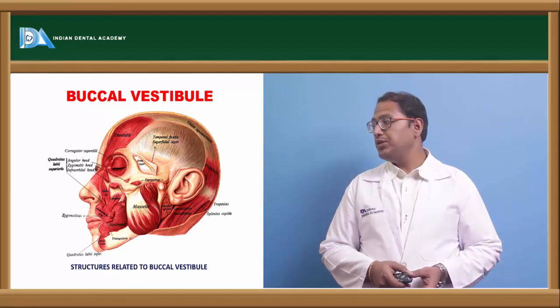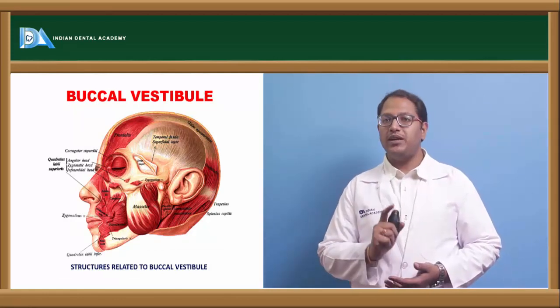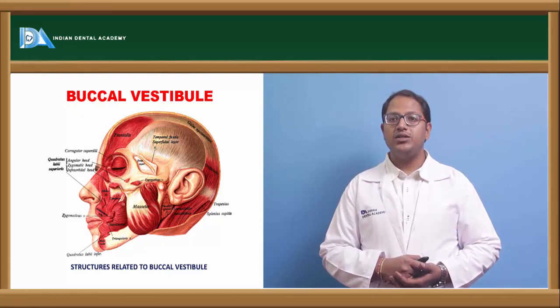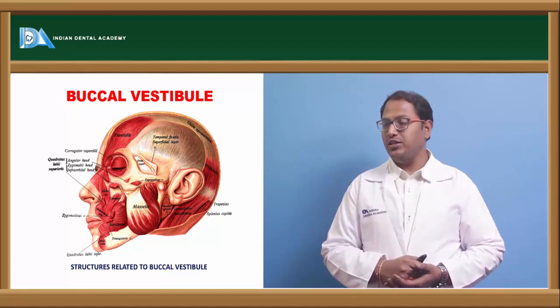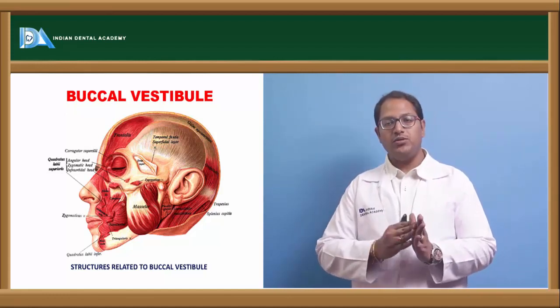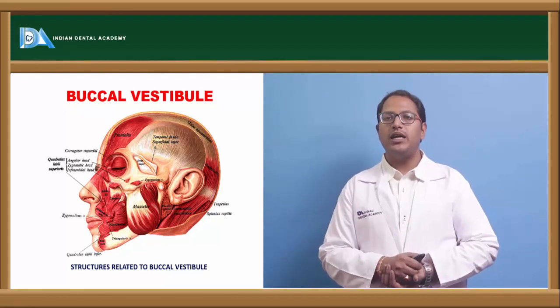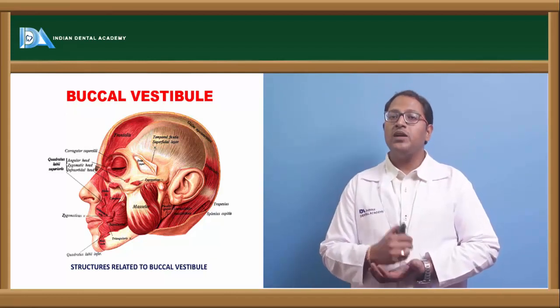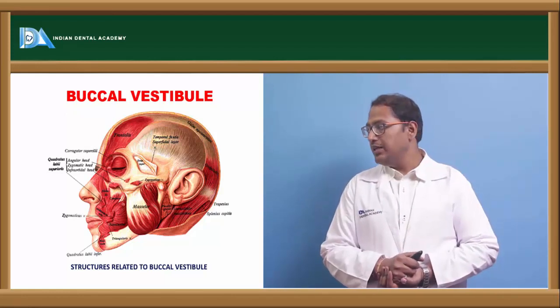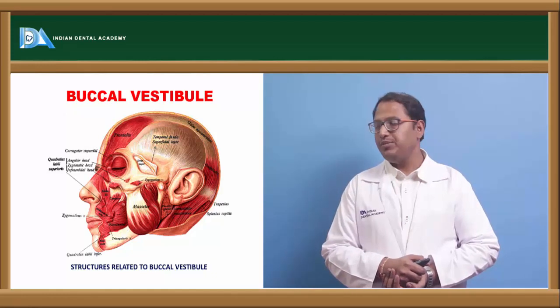Coming to the next is the buccal vestibule. Now, buccal vestibule runs from buccal frenum, and where does it end? It ends at the hamular notch section. So, from buccal frenum to that hamular notch, that depression, that area, which is bounded on one side by the teeth and the gingiva, and on the other side by the cheek. That area is called the buccal vestibule.